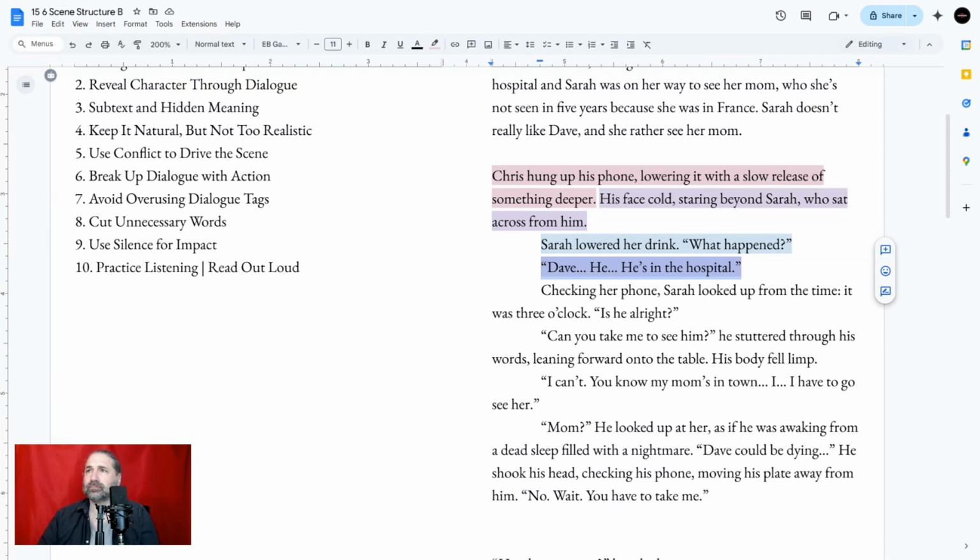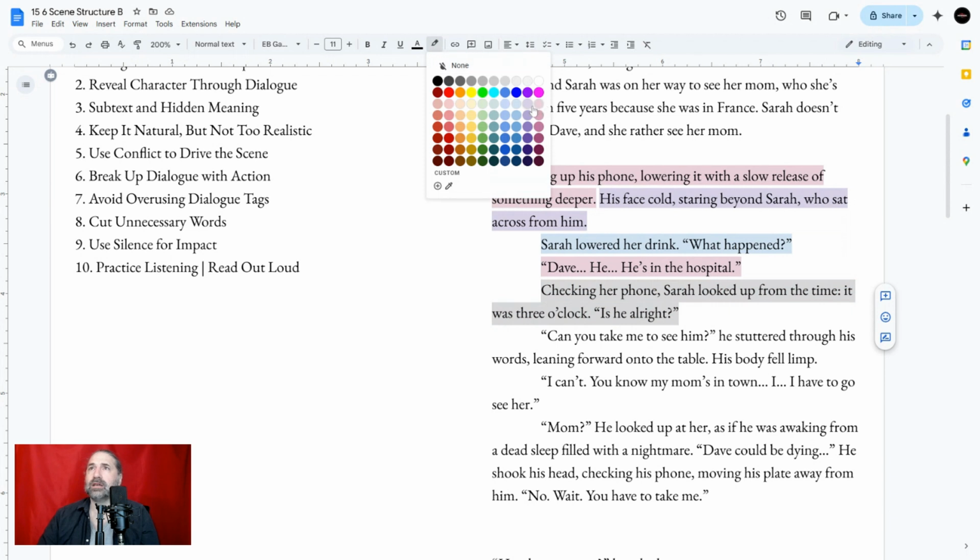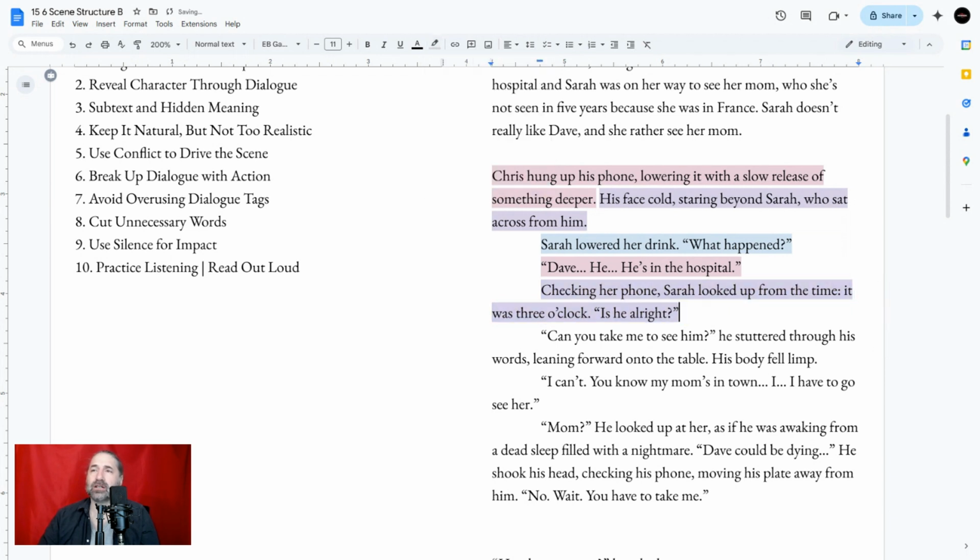All right. "Checking her phone, she looked up. The time was 3:00. Is he all right?" This is character and plot because we're establishing the time, which may end up becoming important. If it's not, then I would probably go back and take that out. But in my mind, 3:00 narratively was Sarah reminding herself that her mom is going to be in town, and that she actually is more concerned about her mom than hearing that Dave is in the hospital, because remember, she doesn't really like Dave.